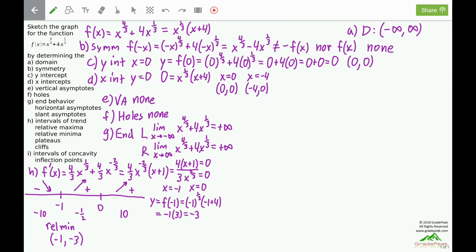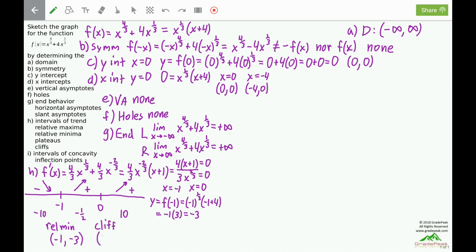Right at the critical number of x equals 0, we have the trend on the left increasing and the trend on the right also increasing. It's not changing the trend, but x equals 0 is a critical number. It did come from the denominator. If it came from the numerator and the trend didn't change, it would have been a plateau. If it comes from the denominator and the trend doesn't change, it is a cliff. So we have a cliff.